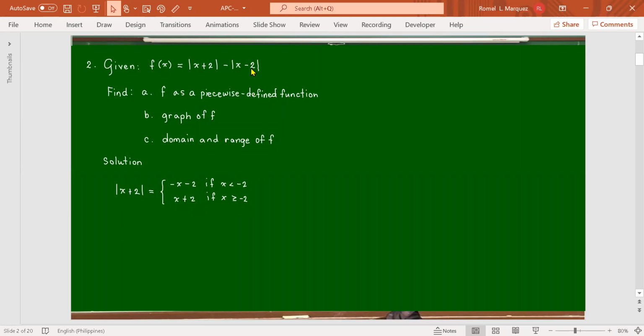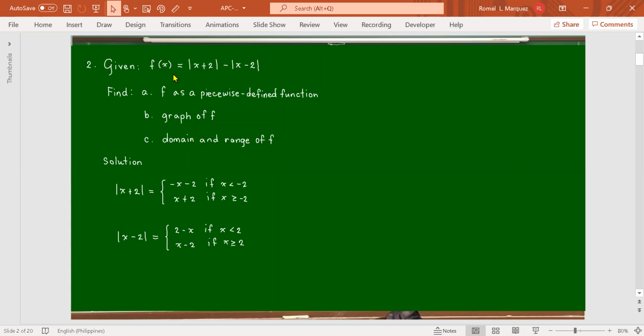What about x minus 2, absolute value of that? For absolute value of x minus 2, this is equal to what, guys? It is, negate this one, x minus 2. What's the negation? 2 minus x if what? If x is less than 2, no? And it is x minus 2 if x is greater than or equal to 2. Get it, guys? Yes.